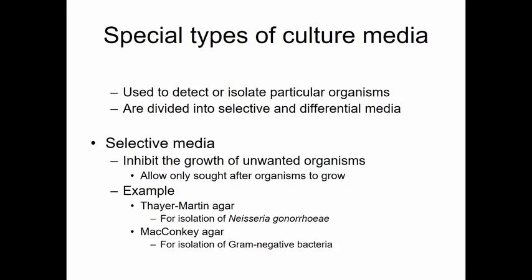We are going to use different types of selective and differential media in class. So selective media inhibit the growth of unwanted organisms, and they only allow other things to grow. So for example, Thayer-Martin agar only allows Neisseria gonorrhoeae to grow. If you work in an STD clinic, you have Thayer-Martin agar available. What do you do? You take a swab from that patient and you streak it on this plate. If there is any growth whatsoever on there, it's got to be that the patient has gonorrhea. Okay, that's the only organism that grows on that plate due to the selective agents that are in there.